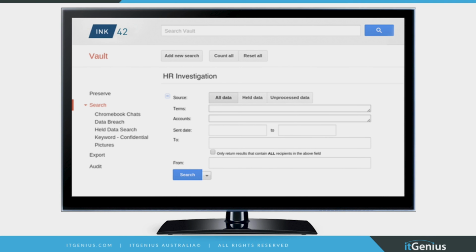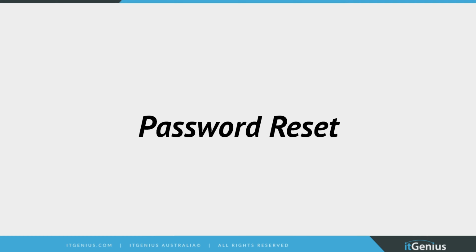Basically, anyone who has access to Vault, which is admins only, can go in and run a search. That's going to show you everything happening in the business, and you'll be able to see all of the files and all of the emails that have been stored there, which is a super convenient feature.